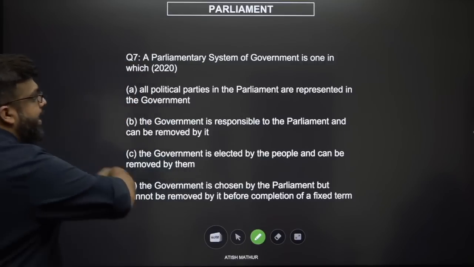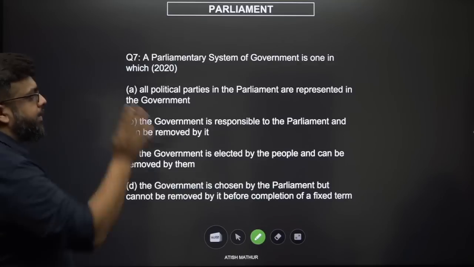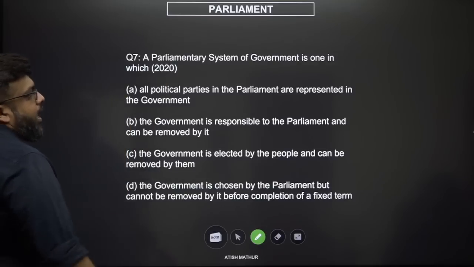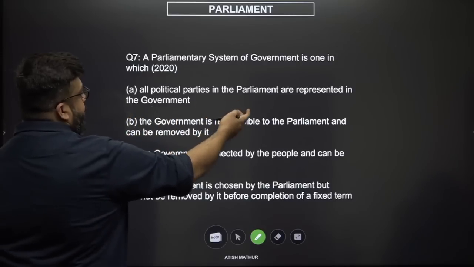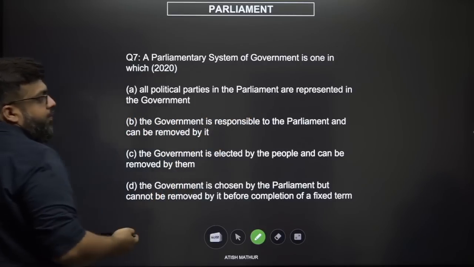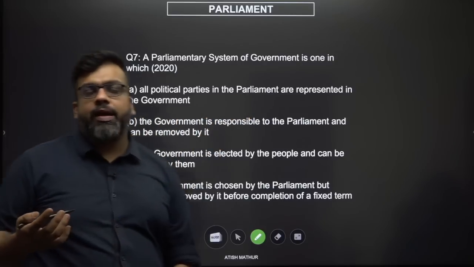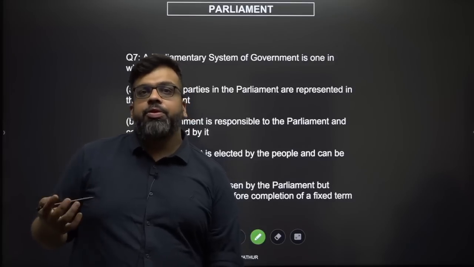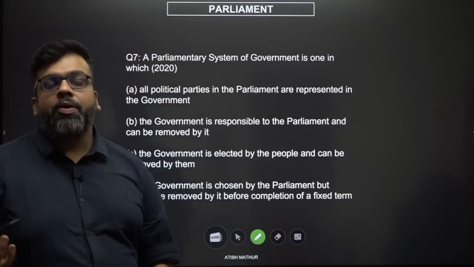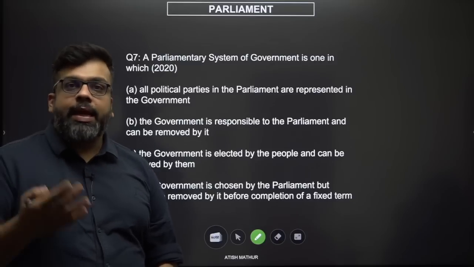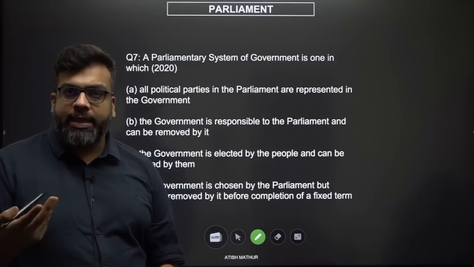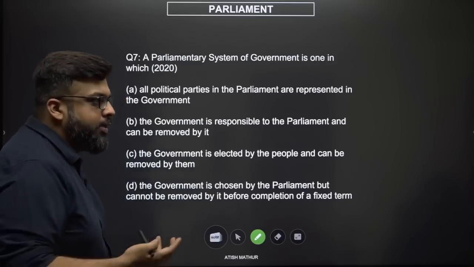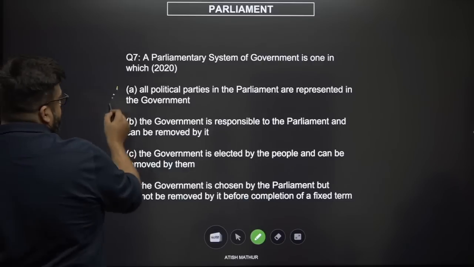Now, India is a parliamentary system of government. Just apply these statements to India. Are all political parties in the parliament represented in the government? No, because you have the concept of a government and an opposition. You do not have members of opposition occupying ministerial positions. Can you? Yes. Do you necessarily have to? Absolutely no. So that does not necessarily apply.